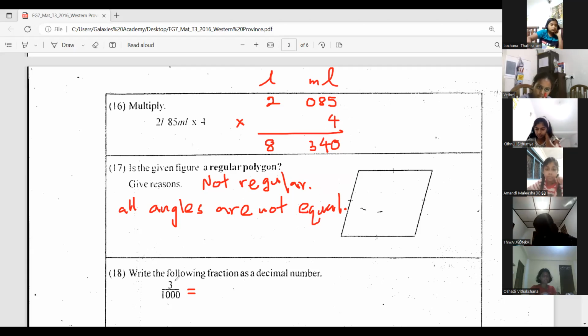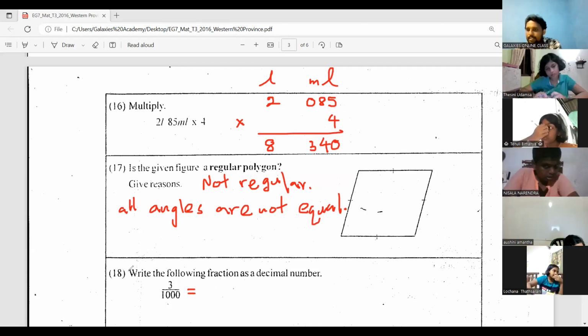The decimal point should be placed 3 digits in front of the numerator's end, right? Can you see 3 digits of the numerator value? Can't, no? So what do you have to do? You can put any number of zeros in front of 3, right? So what is the answer? 3 decimal places you have to keep.